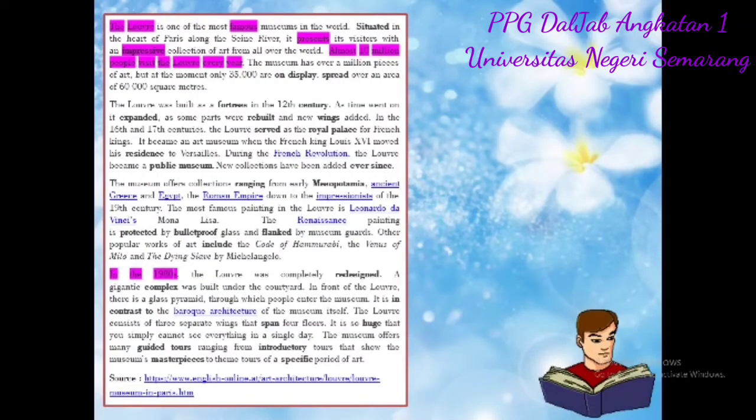Next is using adjective. The examples of using adjective in this text are famous and impressive. Next is using action verb. The example of using action verb in this text is presence. And the last is using conjunction of time. The example of using conjunction of time in this text is in the 1980s. And this is the example of descriptive text.